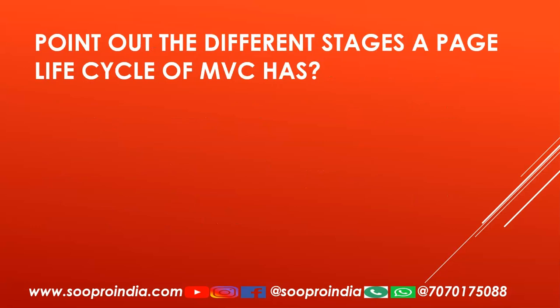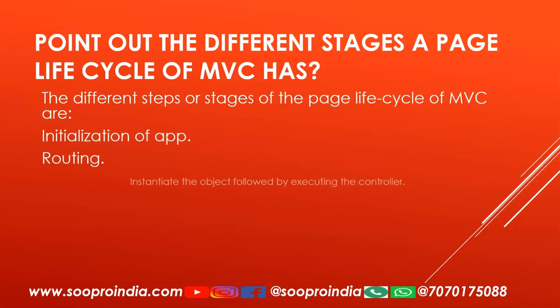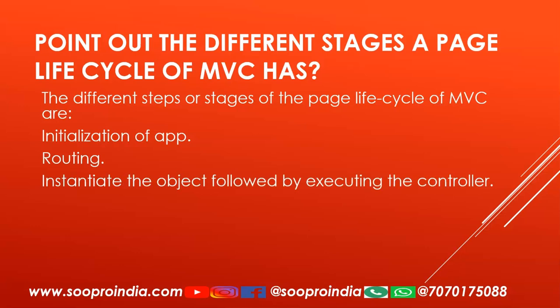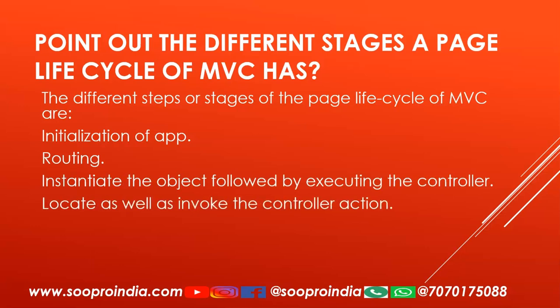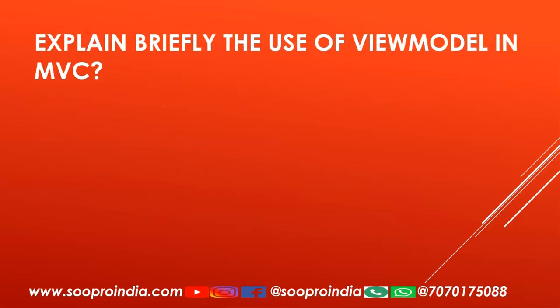Next question, point out the different stages a page life cycle of MVC has. The different steps or stages of the page life cycle of MVC are initialization of app, routing, instantiate the object followed by executing the controller, locate as well as invoke the controller action, instantiating and then rendering the view.